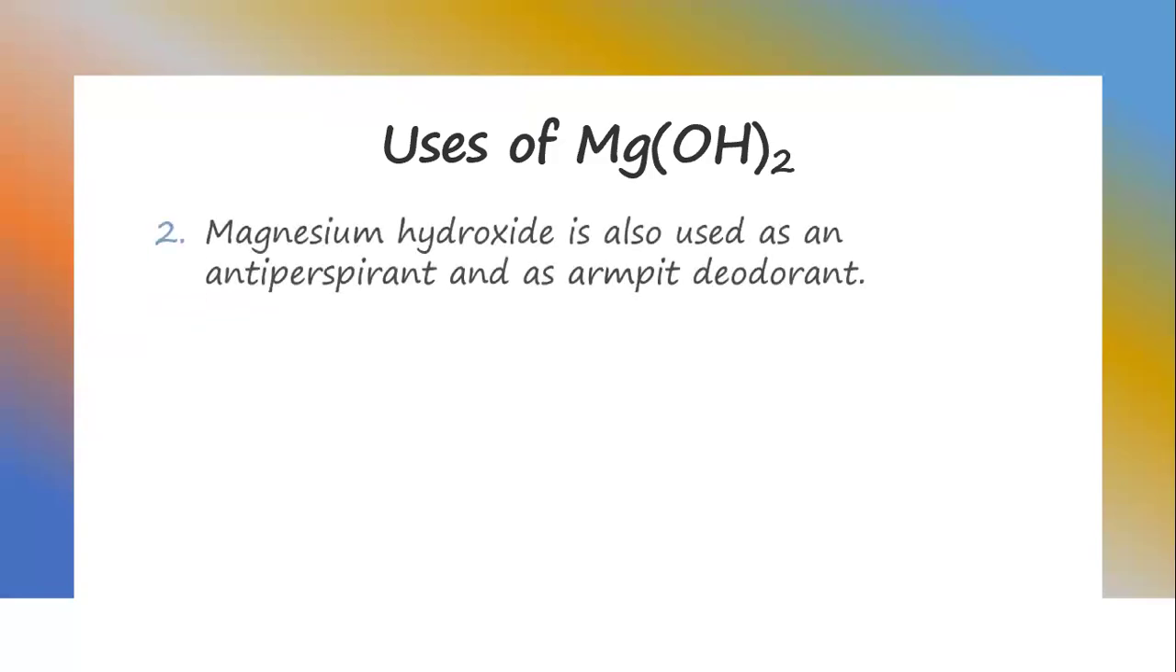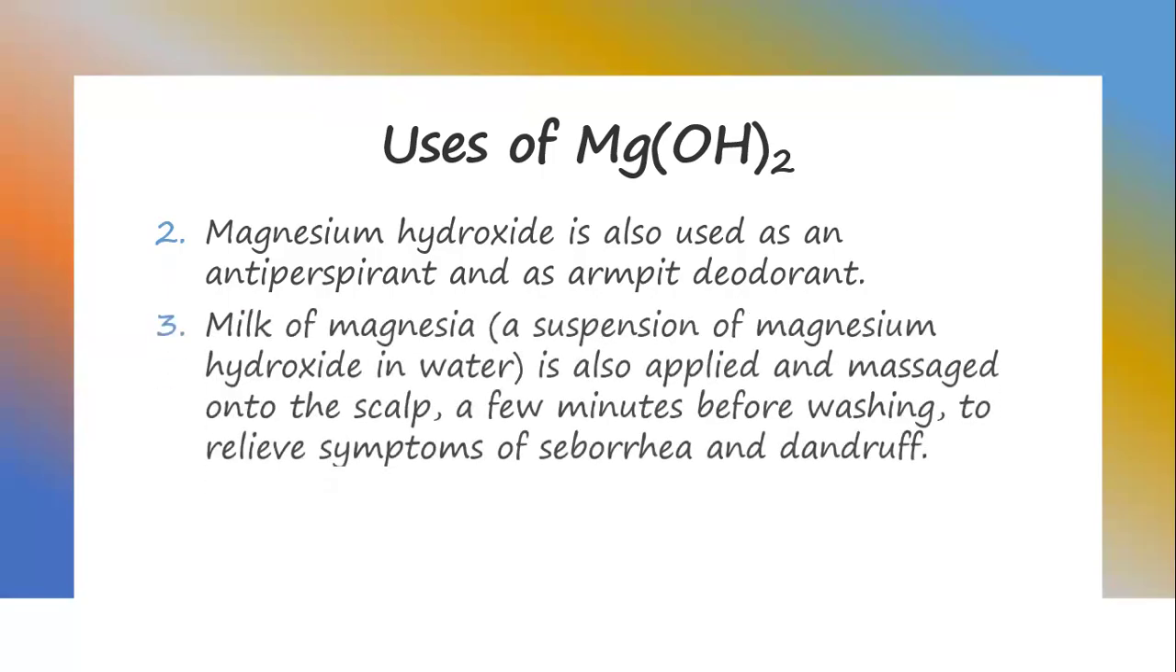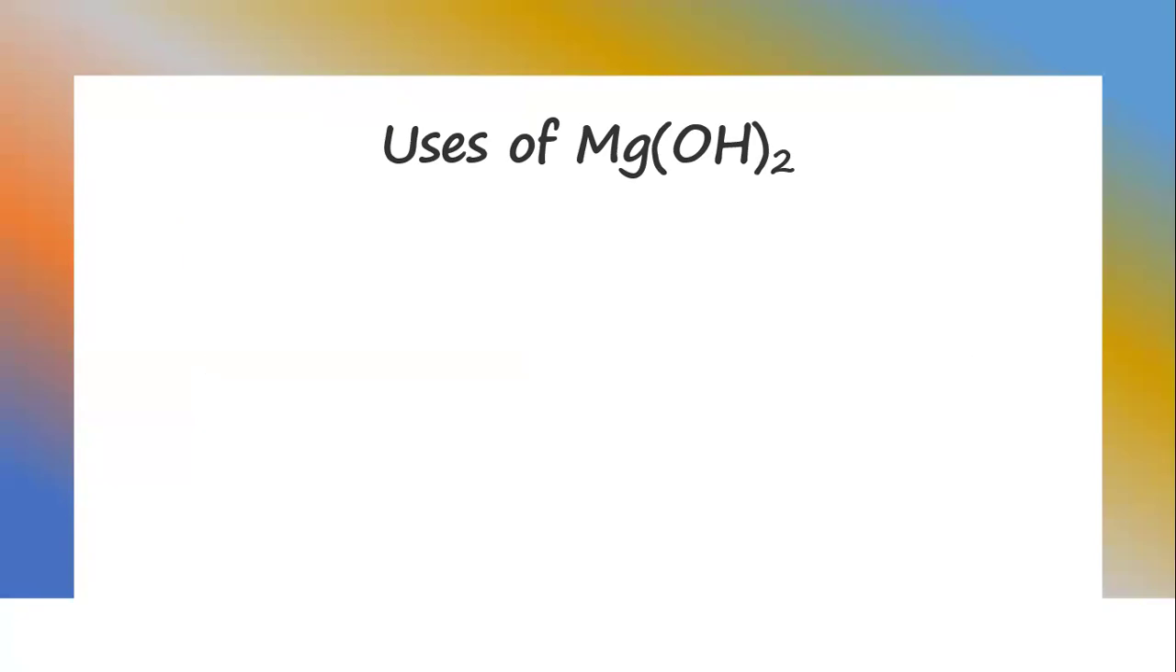The second use of magnesium hydroxide is as an antiperspirant and as an armpit deodorant. The third one is milk of magnesia. Here, a suspension of magnesium hydroxide in water is applied and massaged into the scalp a few minutes before washing to relieve the symptoms of seborrhea and dandruff.